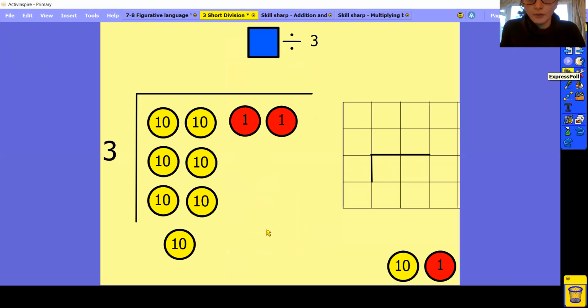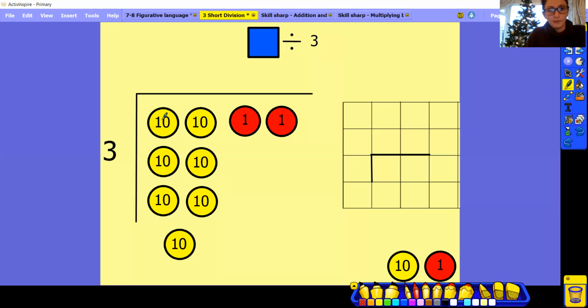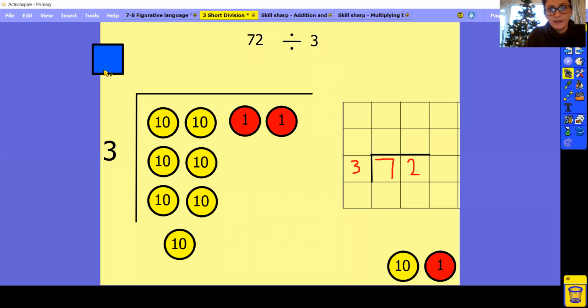So here we have our tens column. Let's see how many tens we've got. We've got 10, 20, 30, 40, 50, 60, 70. So we've got 70. And how many ones? I've got 2. I'm dividing by 3. So my question is 72 divided by 3.